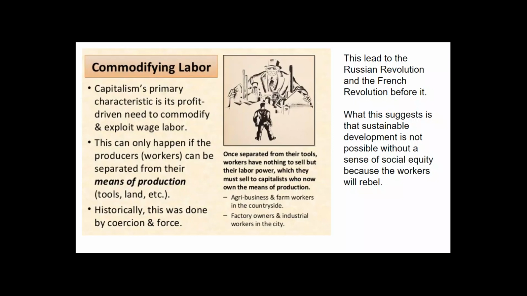So it says, once separated from their tools, workers have nothing to sell but their labour power, which they must sell to capitalists, who now own the means of production. And this led to the Russian Revolution and the French Revolution before it. And what it suggests is that sustainable development is not possible without a sense of social equity, because workers will rebel.